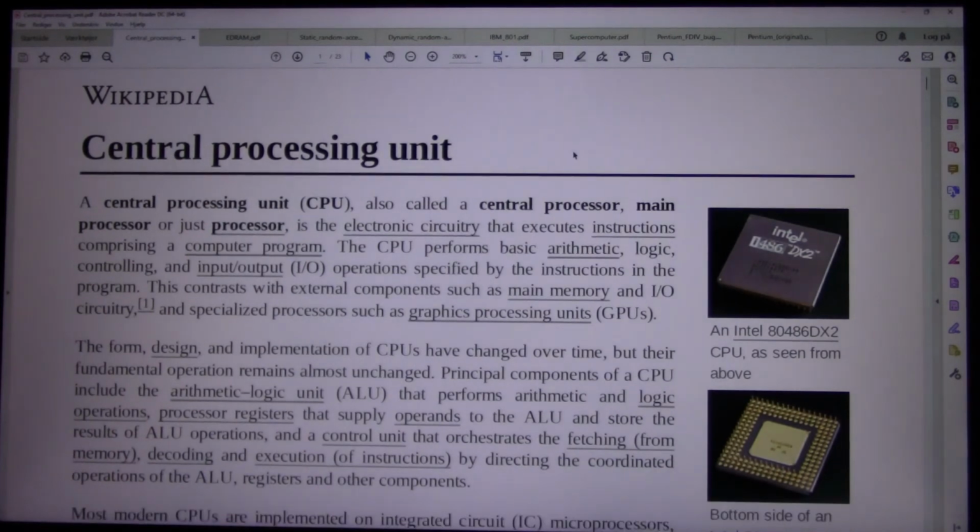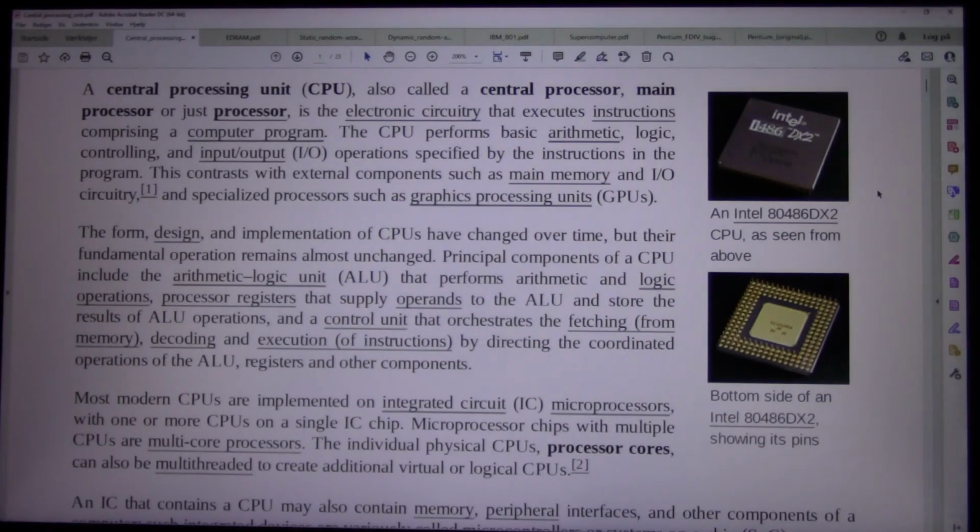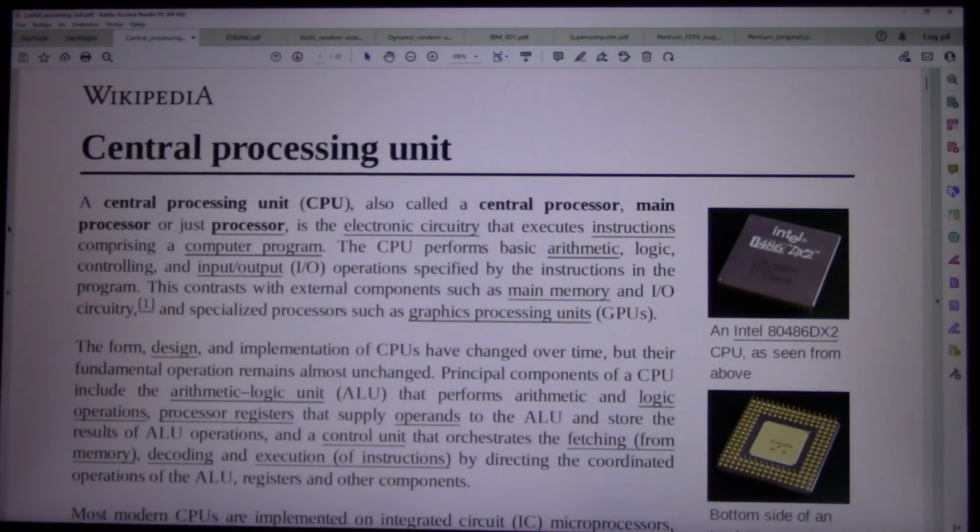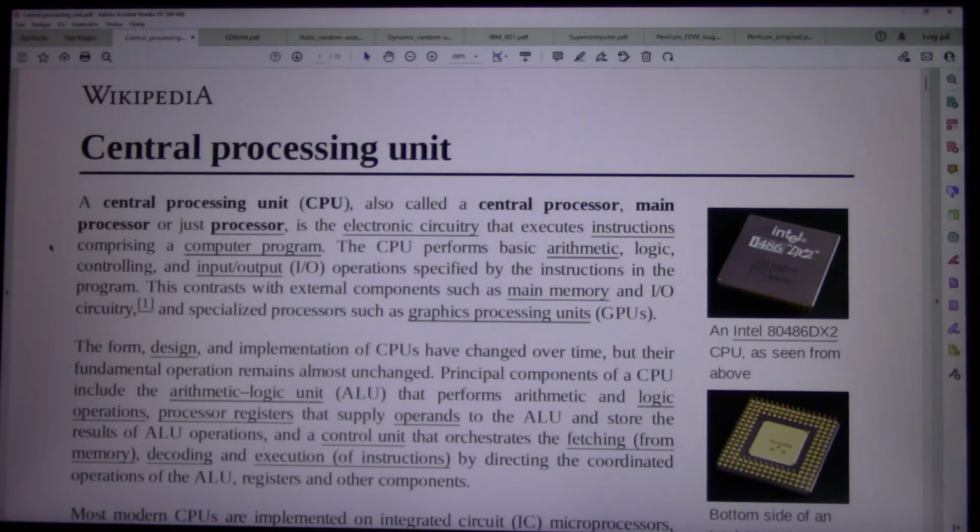Central Processing Unit. An Intel 80486DX2 CPU, as seen from above, bottom side of an Intel 80486DX2 showing its pins. A Central Processing Unit, CPU, also called a central processor, main processor or just processor, is the electronic circuitry that executes instructions comprising a computer program. The CPU performs basic arithmetic, logic, controlling, and input/output, I/O, operations specified by the instructions in the program.